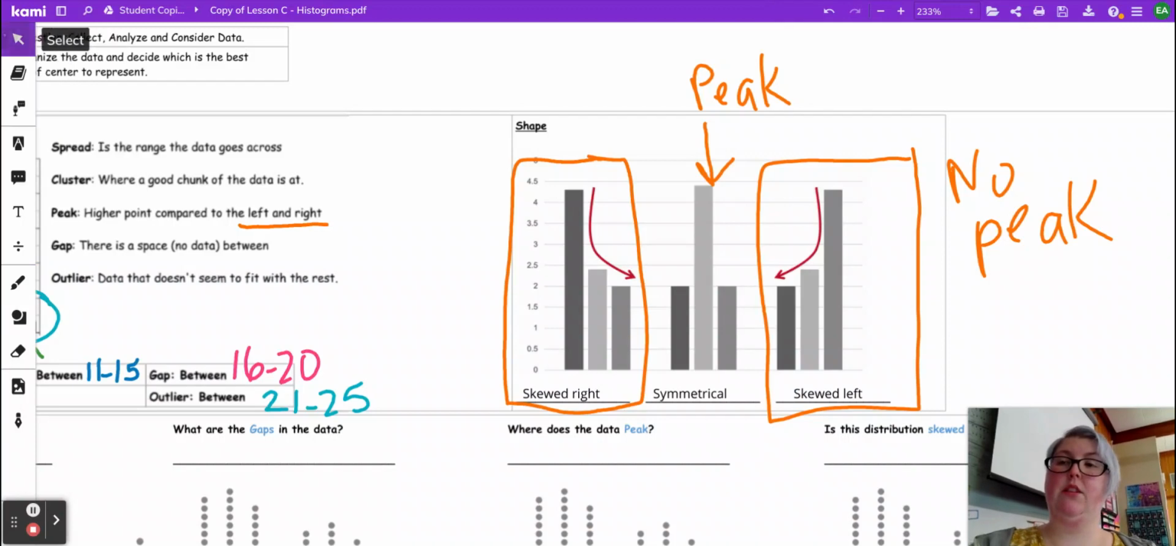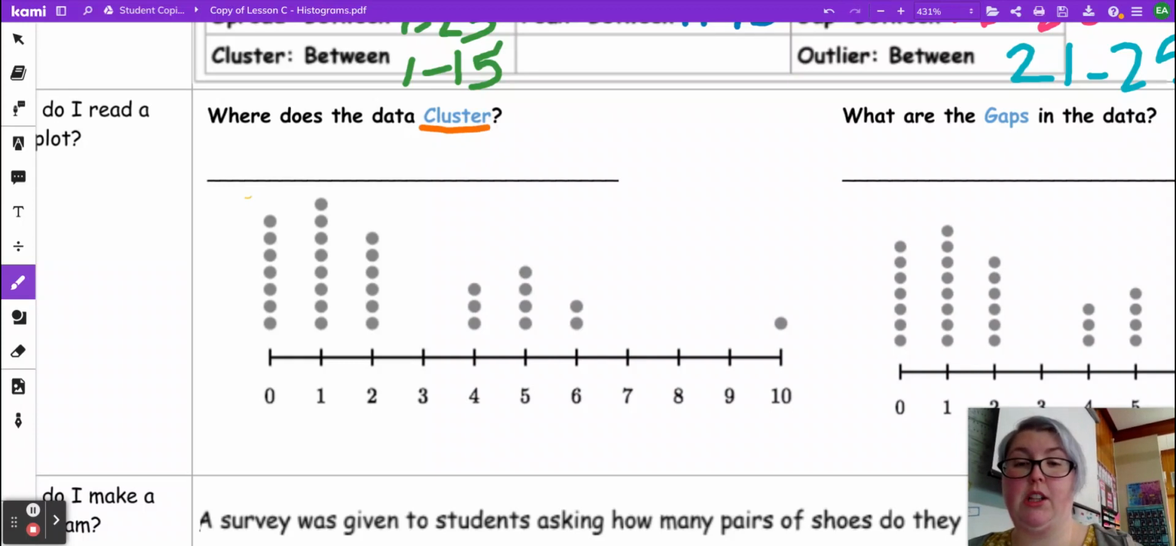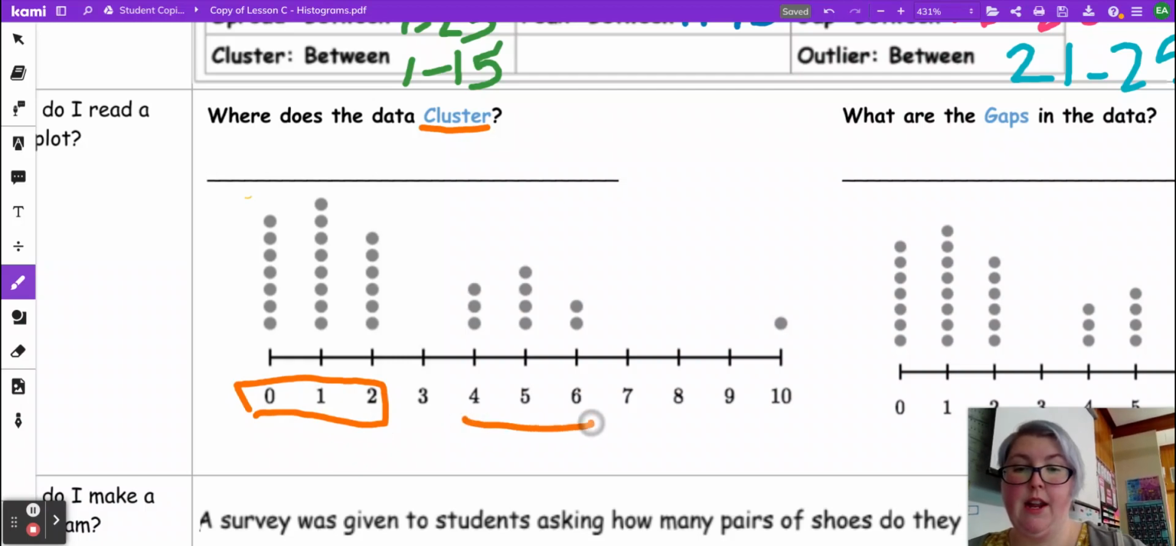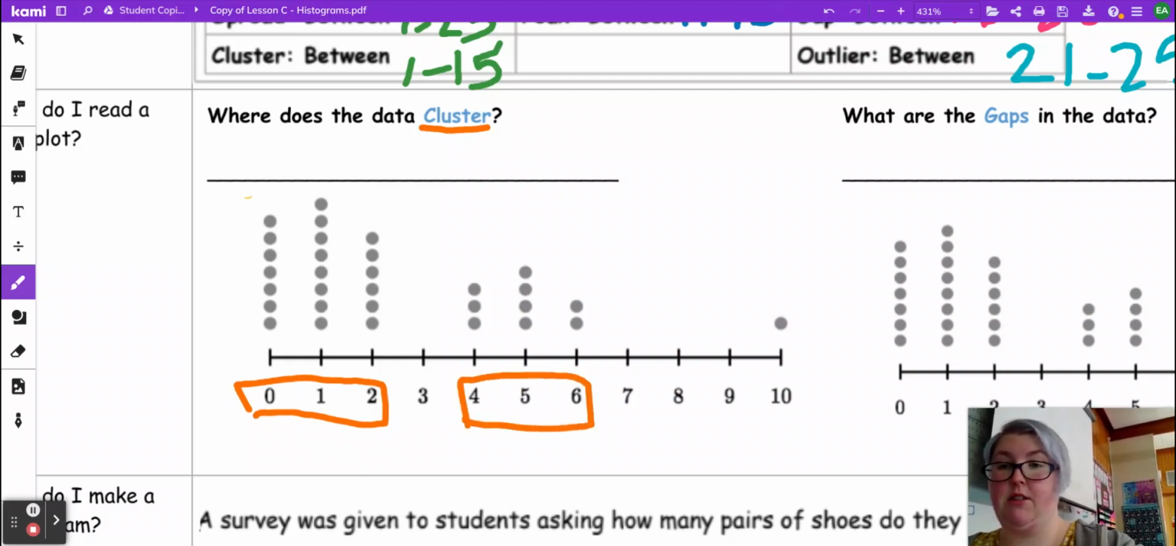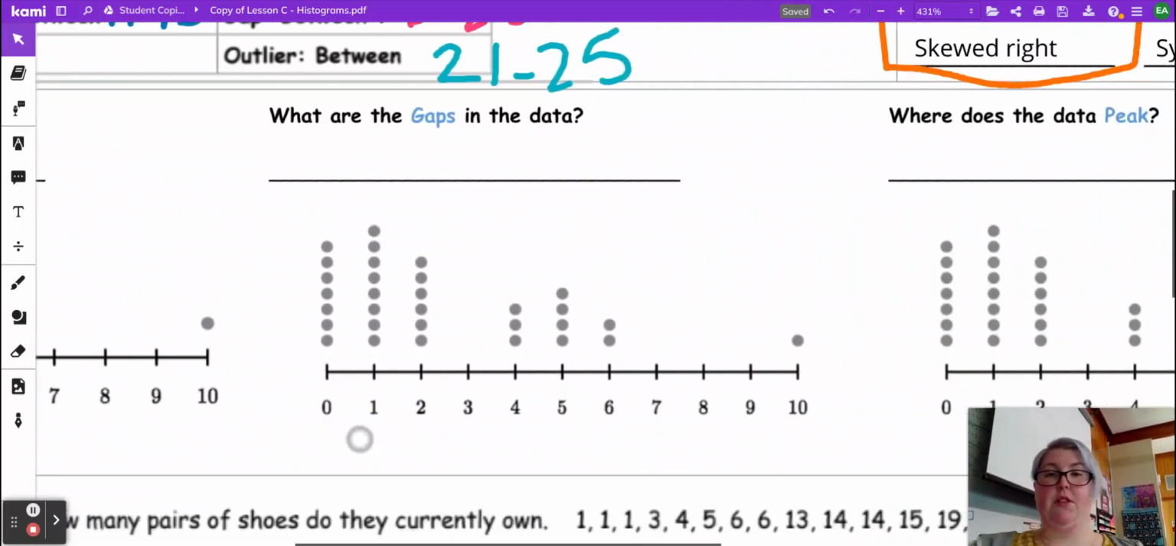Now let's look at some examples and use our vocabulary to describe these dot plots. Where does the data cluster? Remember, a cluster is a grouping of data. It looks like in this 0 to 2 range, we've got a cluster, and in this 4 to 6. So I would write 0 to 2 and 4 to 6. We've got 2 clusters of data, 2 chunks, 2 distributions of data.